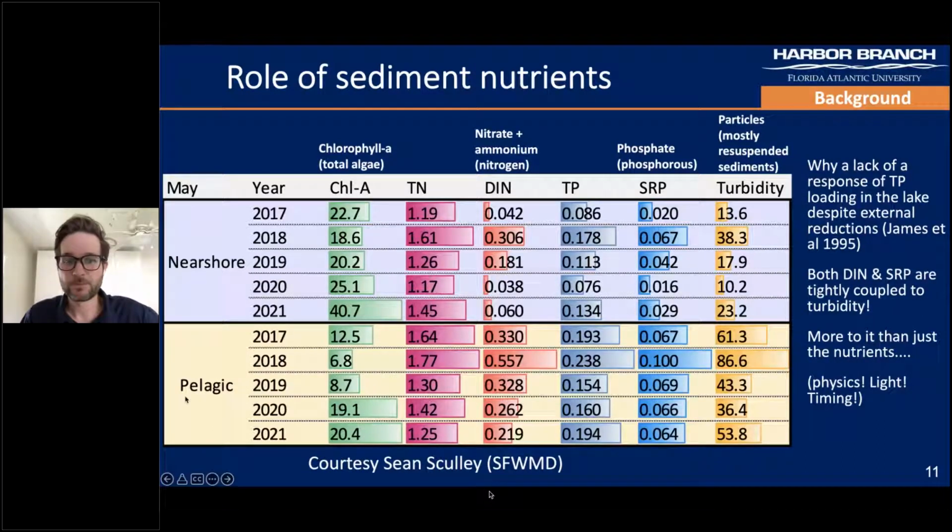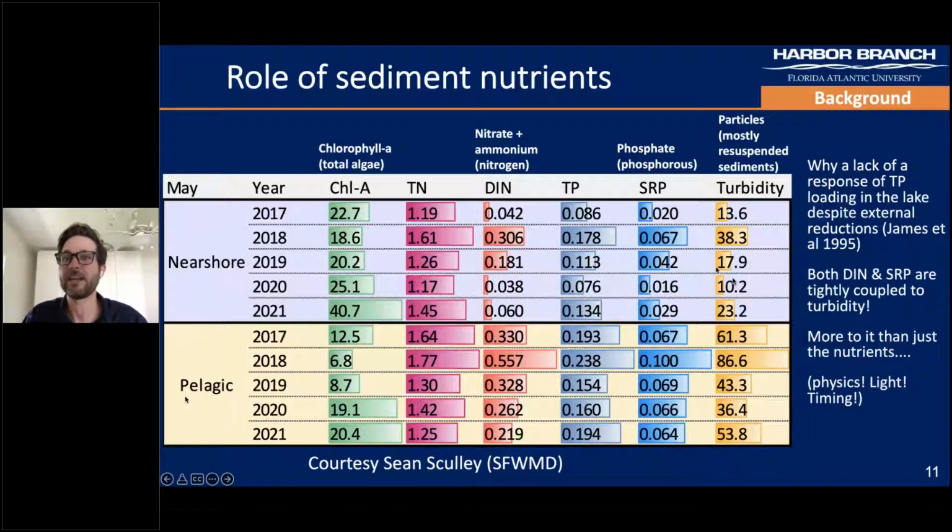So I borrowed this from Sean Scully at the district. These are the annual averages for nearshore and pelagic sites of all of a year's worth of data. And what you see based on the last 5 years is when you have high turbidity, so let's say sediment resuspension going on, it matches the phosphate concentrations pretty nicely. Same thing with the dissolved inorganic nitrogen.